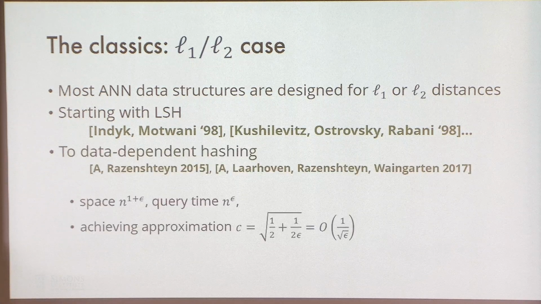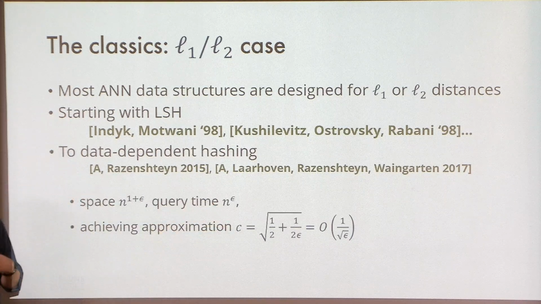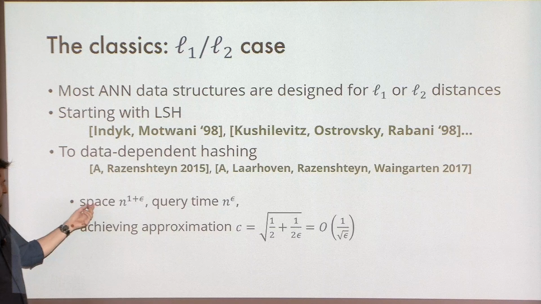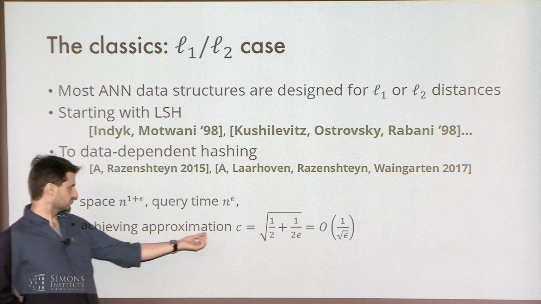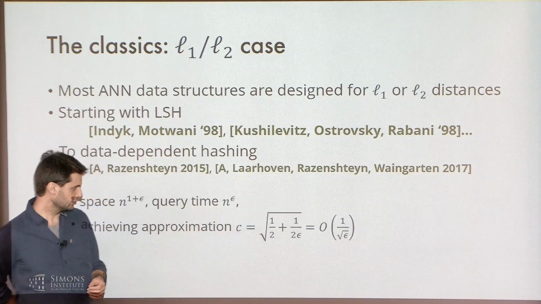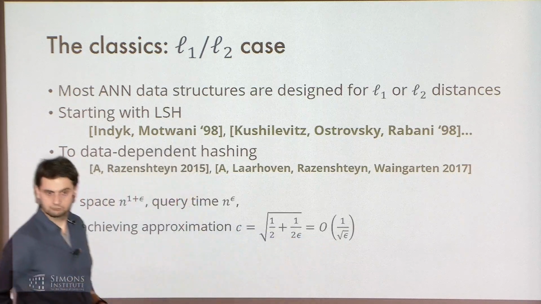Later work gave the best known algorithms for the L1 and L2 case, based on what is now called data dependent hashing. The type of bounds that you get is that the space will be n^(1+ε), and query time is n^ε. So a small polynomial loss in space and a small polynomial query time. And the approximation depends on epsilon. For Euclidean space, the best dependence is pretty much 1 over root epsilon.